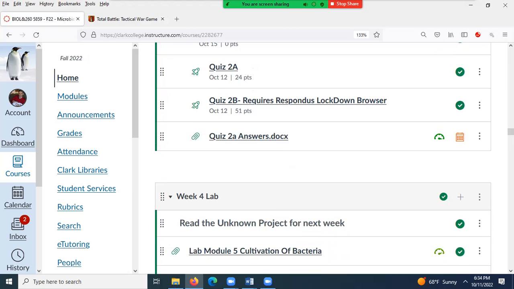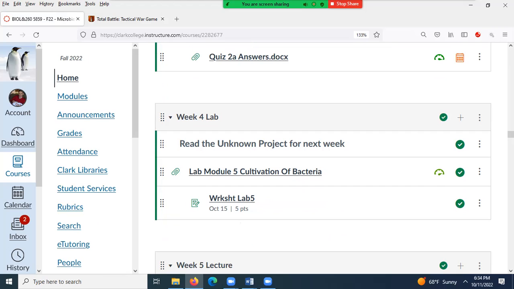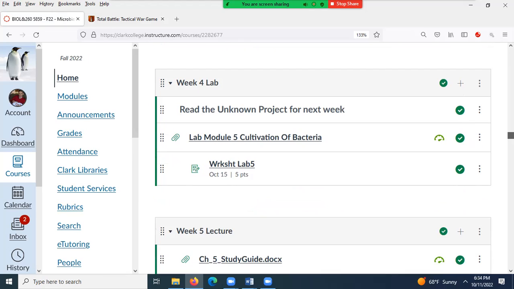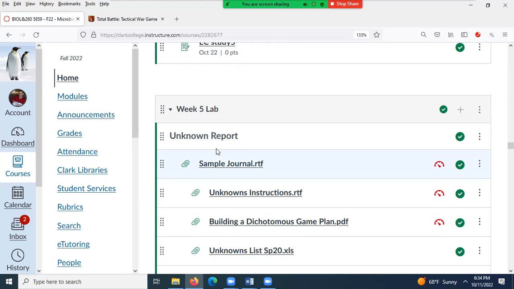Can you see my screen? Yep. All right, I've got Read the Unknown Project for next week. And there's the Unknown Project. It's under week 5 of lab. The Unknown Instructions is what you need to read.